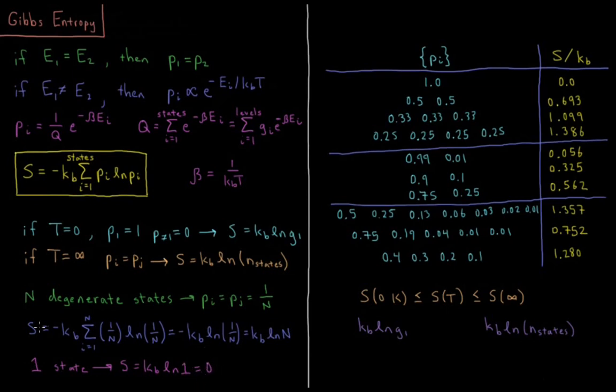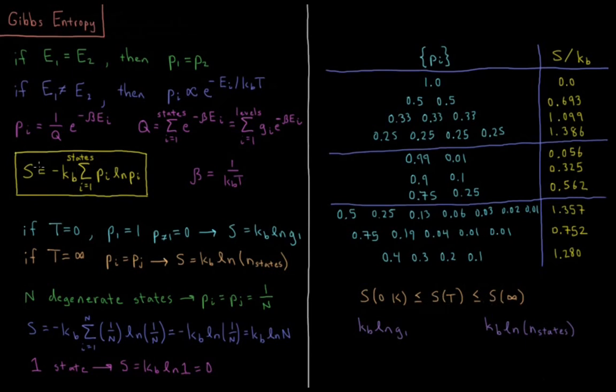So if our system is entirely located in one state, then the entropy is going to be 0. If our system is equally distributed between all available states, then the entropy is the Boltzmann constant times the natural log of the number of states. And at all finite temperatures in between, the entropy lies somewhere in the middle. So as I saw there, at 0 Kelvin, it's kB times the log of the degeneracy of the ground state. At infinity, it's kB times the log of the degeneracy of all the states. And in between, it's somewhere in between.